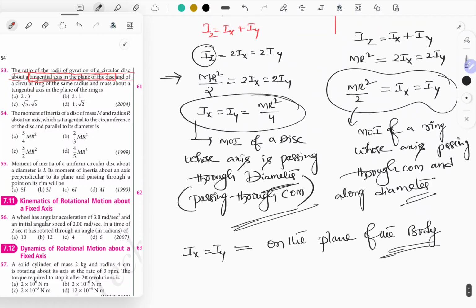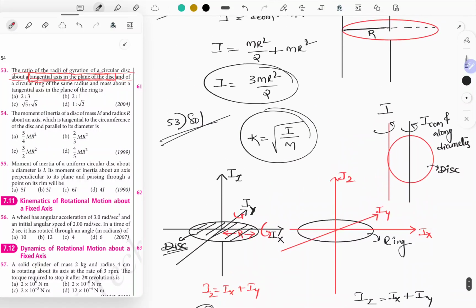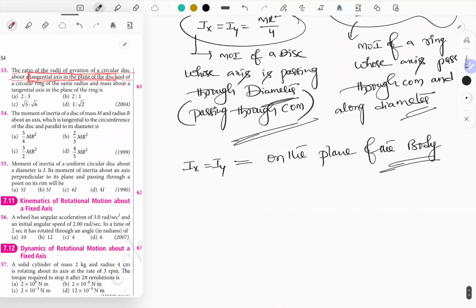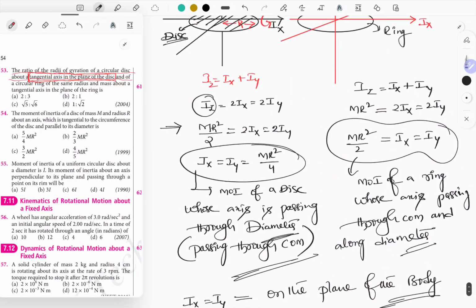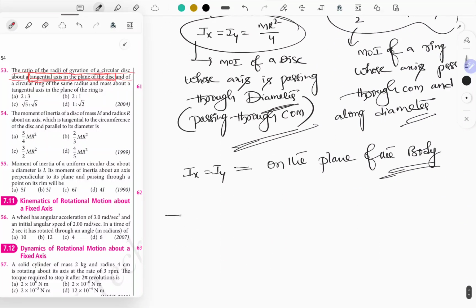Very good. Now what do I have to find out right now? Now come to the question. I need to find the moment of inertia through this axis. This is the axis. The moment of inertia through the center of mass and along the diameter I know. For a disk it is going to be mr square by 4. For a ring it is going to be mr square by 2. Super. Let me find the radius of gyration of those two objects.